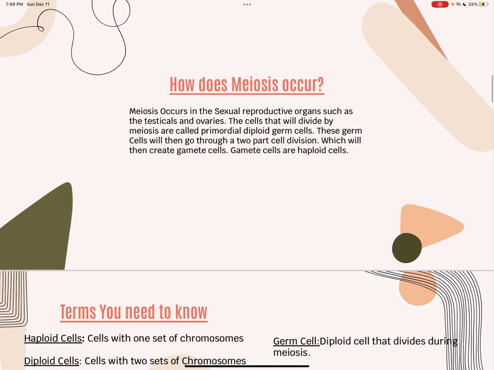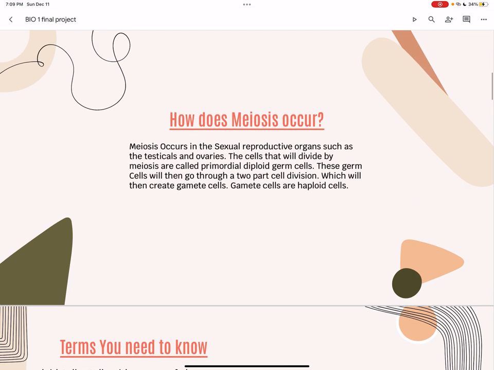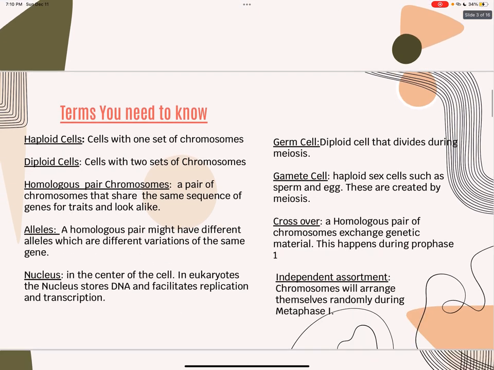So how does meiosis occur? Meiosis occurs in sexually reproductive organs such as the testicles and ovaries. The cells that will divide by meiosis are called diploid germ cells. These germ cells will then go through a two-part cell division, which will then create gamete cells. Gamete cells are haploid cells.